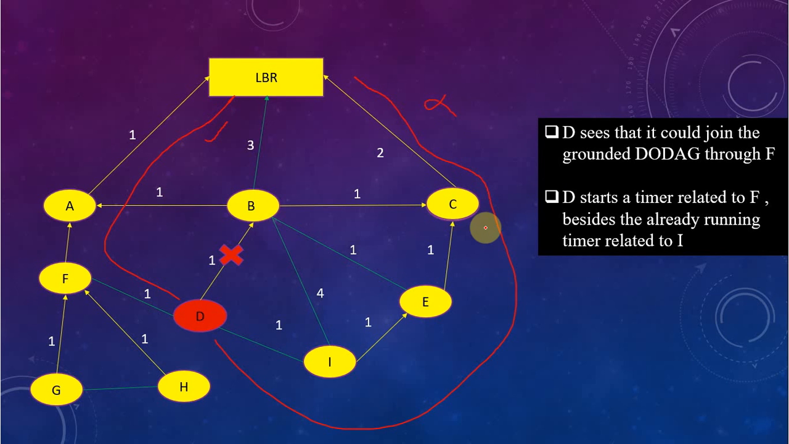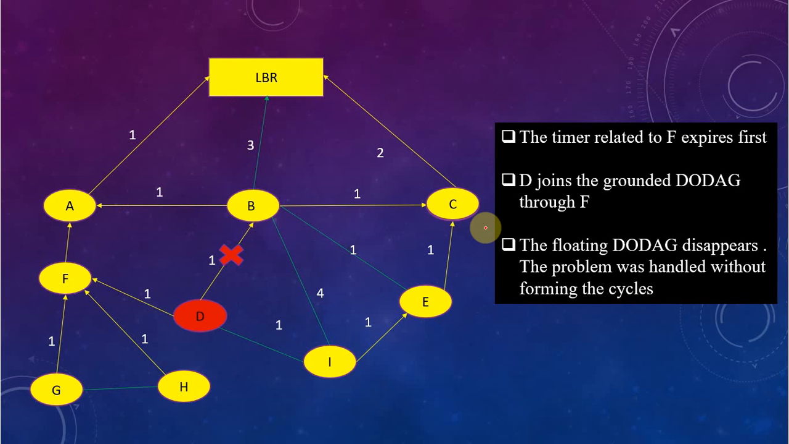Okay, so it will join F, and now it is part of the grounded DODAG, so it is no more a floating DODAG there. So the timer related to F expires, then D joins the grounded DODAG through F. The floating DODAG disappears, that is this one disappears here. The problem was handled without forming cycles.